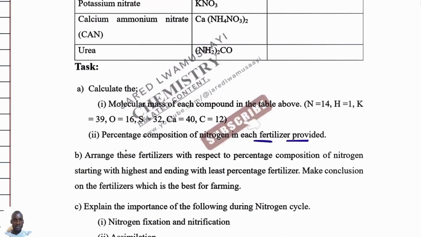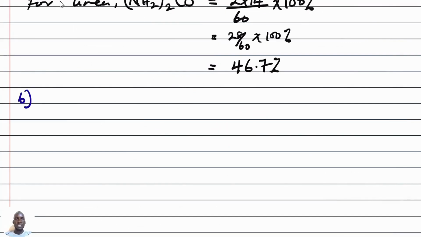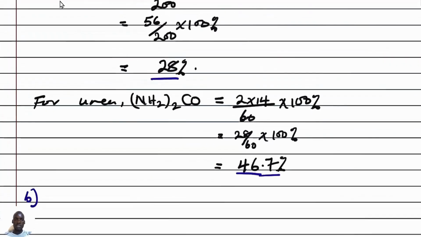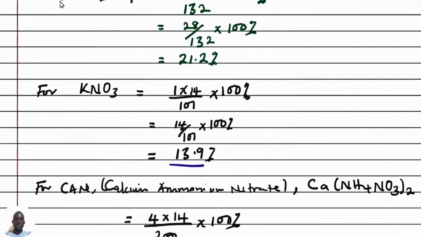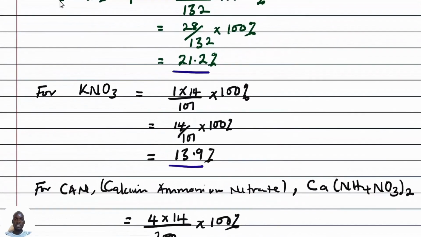Then part B, we have to arrange these fertilizers with respect to the percentage composition of nitrogen, starting with the highest and ending with the least percentage fertilizer. Make a conclusion on which fertilizer is the best for farming. To arrange these fertilizers based on this percentage composition, we should start with the one having the highest percentage composition.